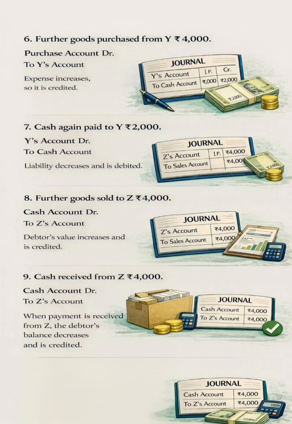Cash received from Z, 4,000 rupees. Cash account debit, to Z's account. When payment is received from Z, the debtor's balance decreases and is credited. Cash increases and is debited.